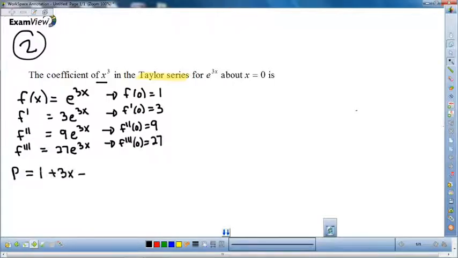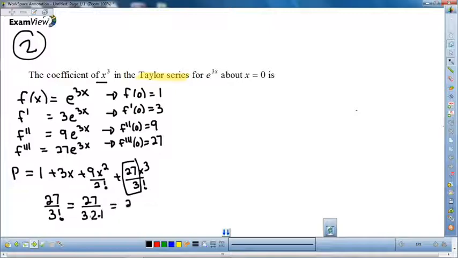So if we write the Taylor series that's centered at 0, we get this polynomial. So we're looking for the coefficient. So the coefficient is 27 over 3 factorial. As we simplify that, we get 9/2.